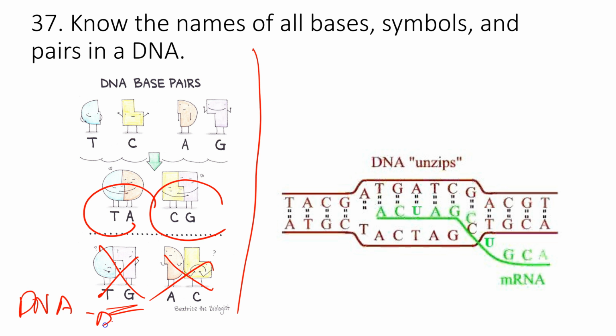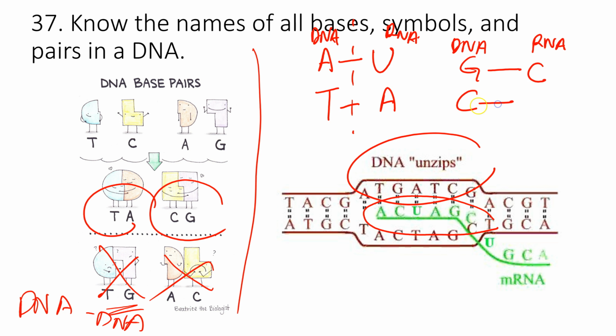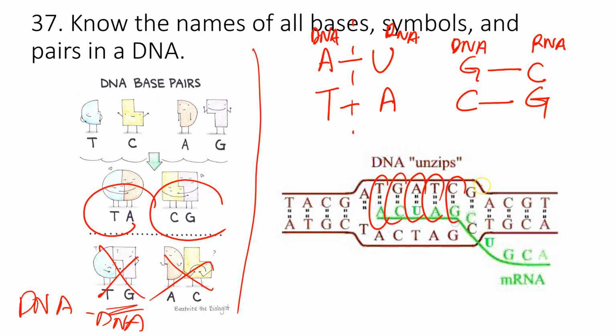DNA pairs with DNA. But when you are in the mRNA and DNA parts, DNA starts pairing with the mRNA. A still pairs with T, but mRNA does not have T, so A will have to pair with U, U pairs with A. T pairs with A, this is DNA, this is RNA, right? DNA has T, but RNA does not have T. So if DNA is G, it will pair with the RNA of C. So this is how you pair DNA to mRNA: A pairs with T, G pairs with C, A pairs with U, T pairs with A, C pairs with G, G pairs with C.